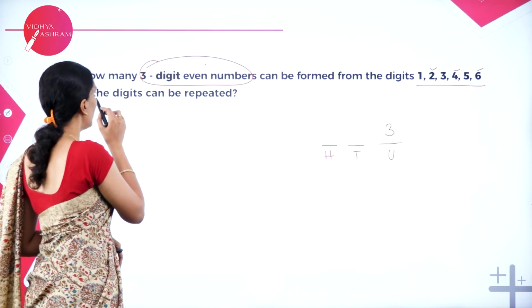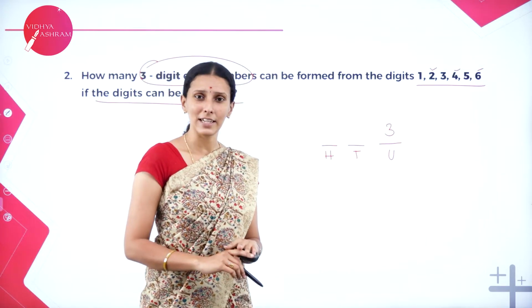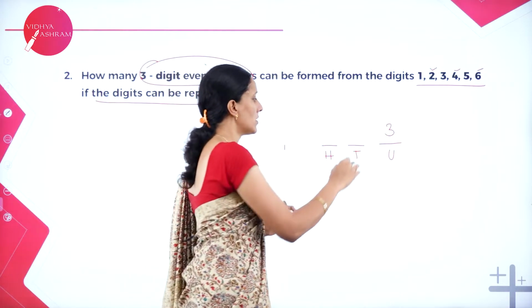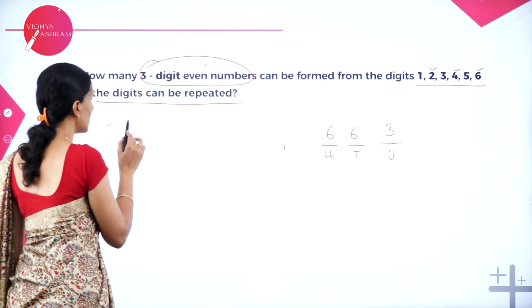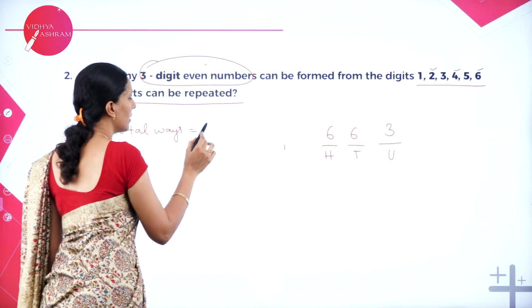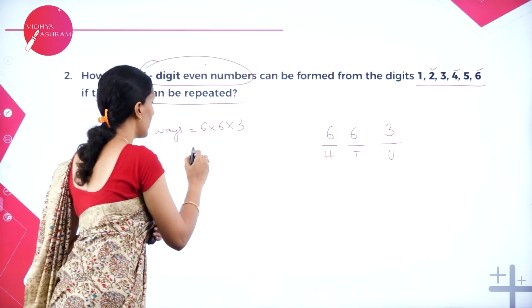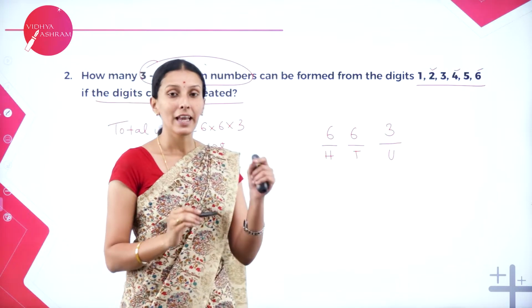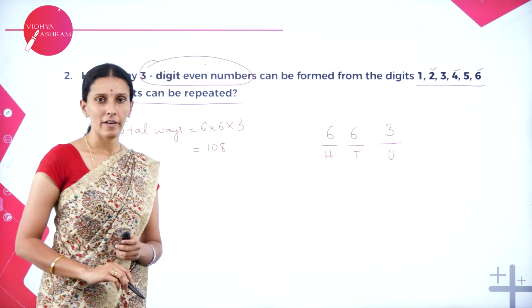Now the digits can be repeated. So I can put all the 6 digits in the tens place also. I can put all the 6 digits in the hundreds place also. So the total number of ways will be 6 into 6 into 3, that is equal to 108. So 108 3-digit even numbers can be formed from the digits 1, 2, 3, 4, 5, 6.